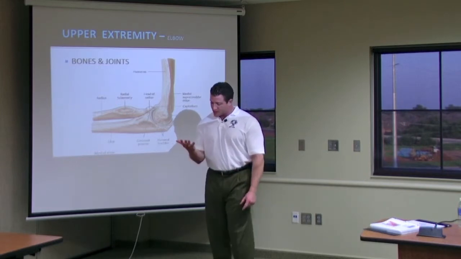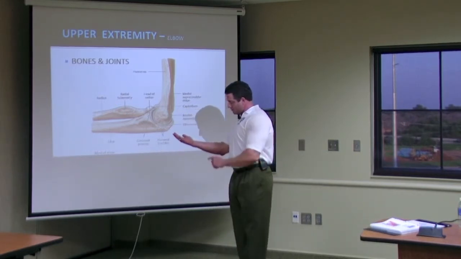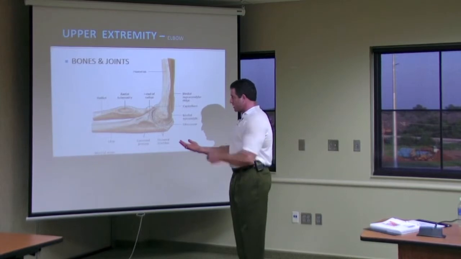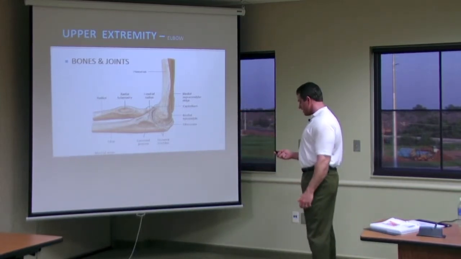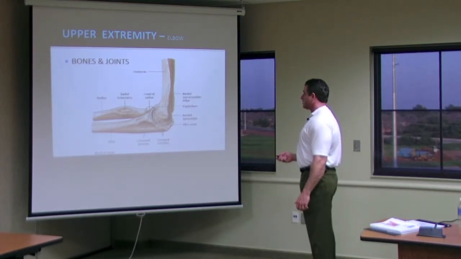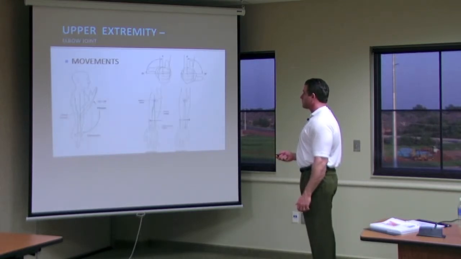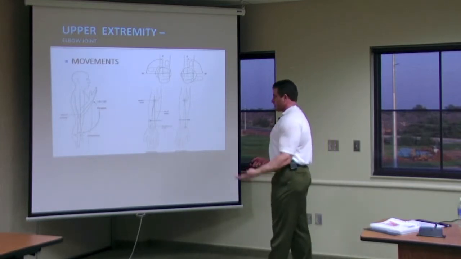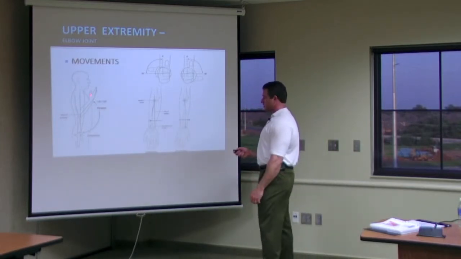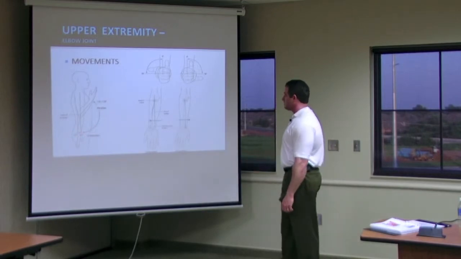So if I simply flex the elbow and I have a medial view, I'm going to have ulna and radius on the lateral side. You can see there are two bones that lie there in the lower portion of the arm. Movement, your major movement is going to be your flexion and extension, which is going to be situated right here at the actual elbow joint.